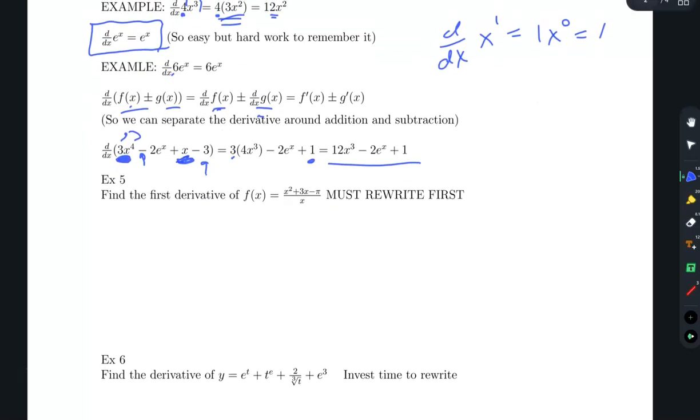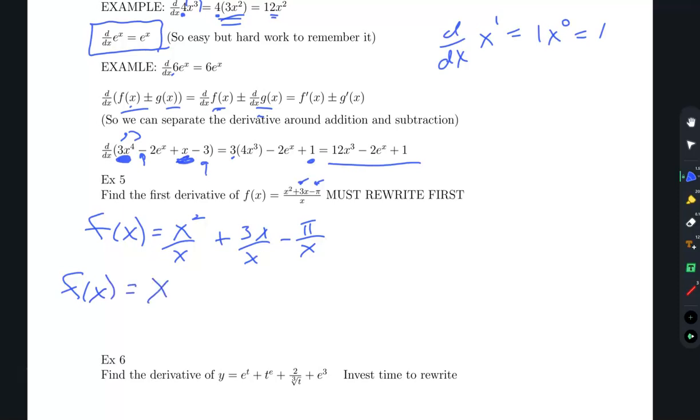It is important that you rewrite it so you see x to a power. So here I have a big quotient, so I must rewrite this so that I'm going to separate it around the addition and subtraction in the numerator. So I get x squared over x plus 3x over x minus pi over x. And I just went slow so that I could simplify it next. And now I'm going to rewrite this as the exponent that it is, which is pi x to the negative 1. Now I can take the derivative.